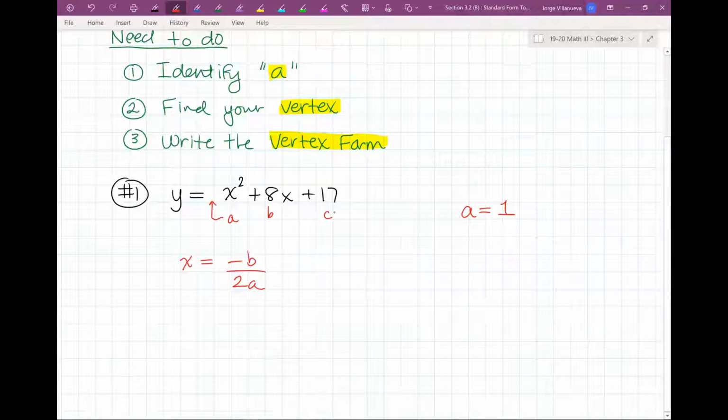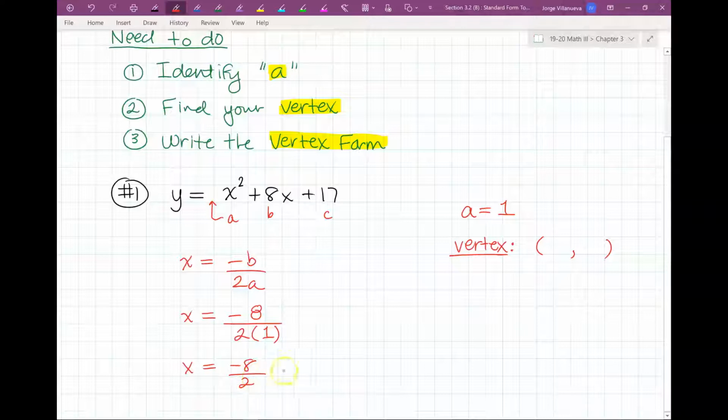So let's figure out what my X value is for my vertex. Okay, I'm going to put it right here, vertex. It's going to be a point, okay? I'm going to set myself up over there on the right side for the vertex. So let's see, X is equal to -B, which is 8, over 2 times 1. That's my A term. Well, that's -8 over 2. So X is equal to -4. So look, I'm going to put it over there on the right side. My vertex is -4 comma something.